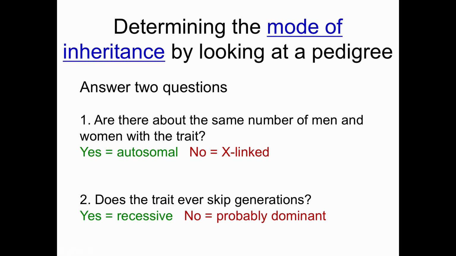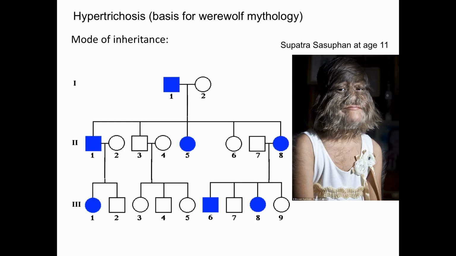And then, does the trait ever skip generations? If it does skip generations, chances are it's recessive. And if it doesn't skip generations, it's probably dominant. So if it skips generations and it's affecting men more than women, like the one we just saw, that would be sex-linked recessive. If it has men more than women, but it doesn't skip generations, then we would say sex-linked dominant. Are you getting the hang of it? Okay, let's look at some more.